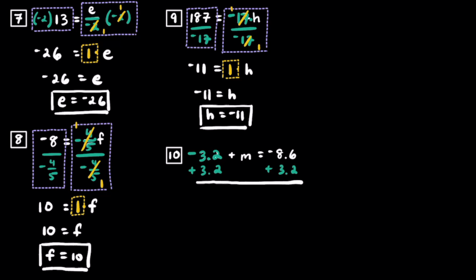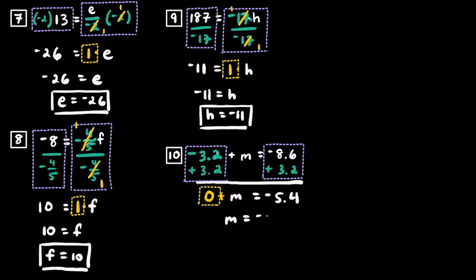By adding the opposite of negative 3.2, which is a positive 3.2, this is going to end up being 0. So we can write that 0 plus the m that's on the left side of the equation is equal to, and on the right side of the equation, let's just go ahead and figure out what this negative 8.6 plus 3.2 is equal to. So it's still going to be negative, but I believe it's going to be negative 5.4. Dropping the 0 by the identity property of addition, we can say that m is equal to negative 5.4. There's our solution.